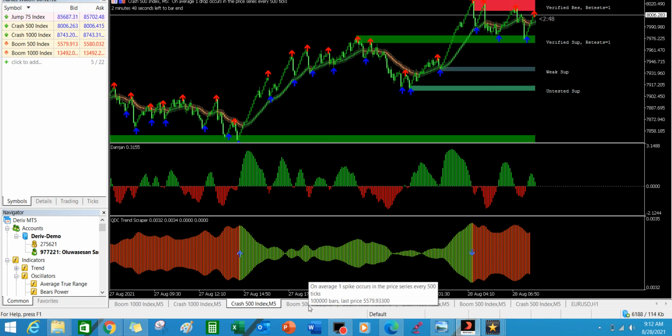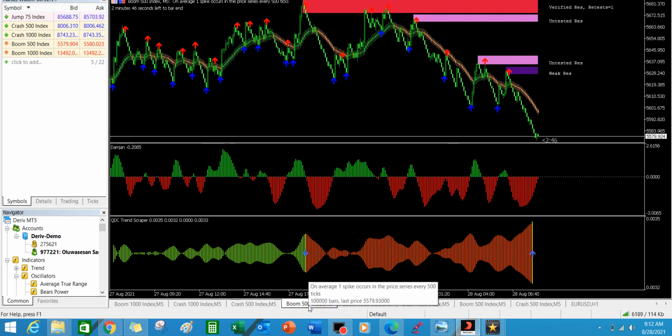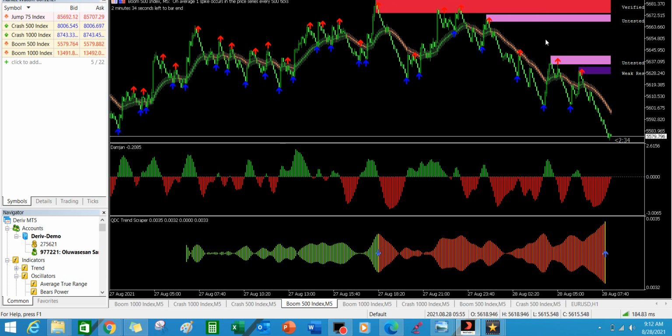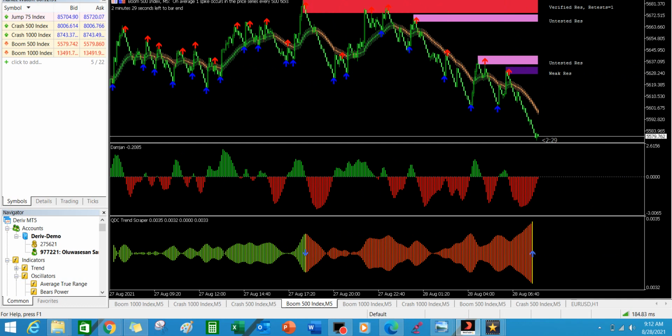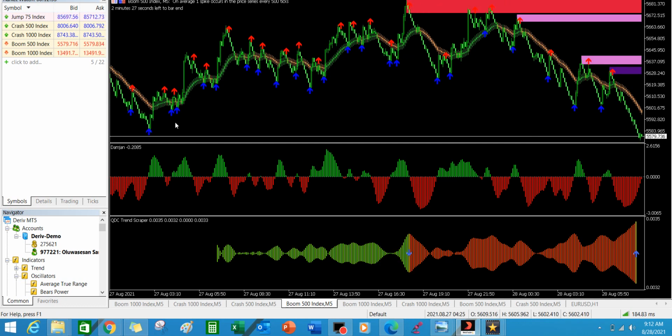Okay, let's check out Boom 500 also. This is Boom 500. You can see that it is just starting an uptrend, so definitely we will soon be experiencing some spiking period today. But check out here, when it was on an uptrend, you can see the spikes that were happening till the end of the trend. So that is just the way it works, guys.